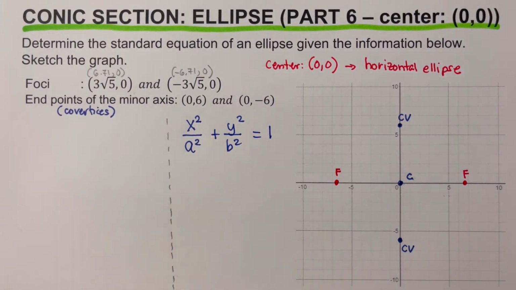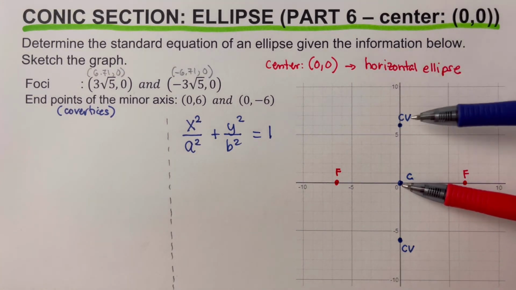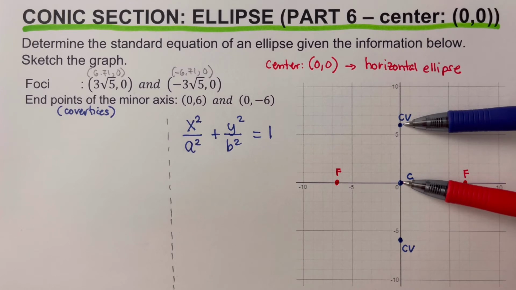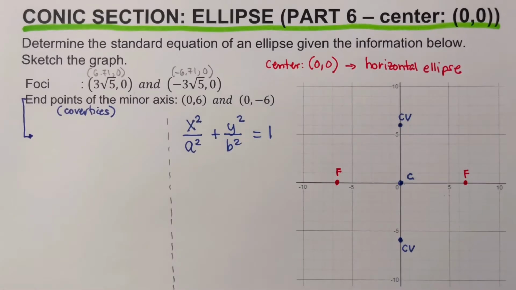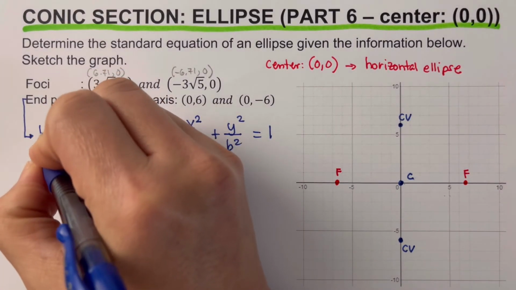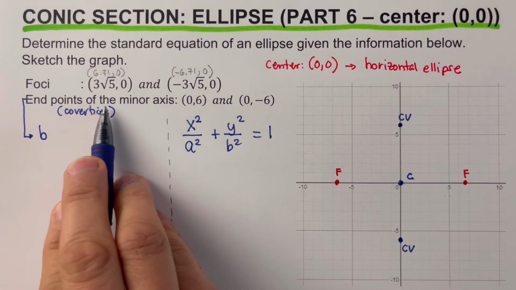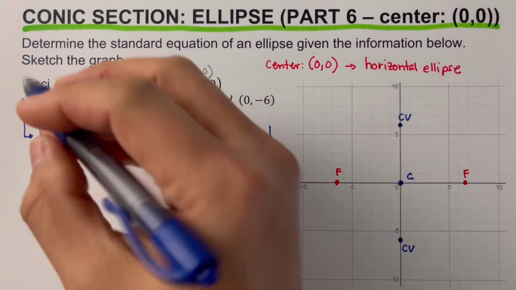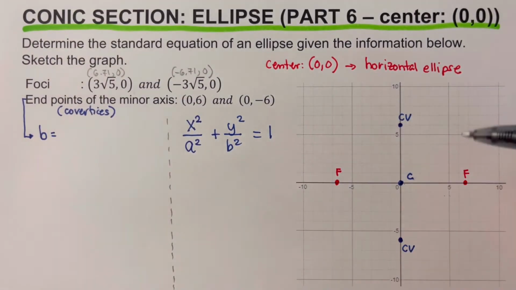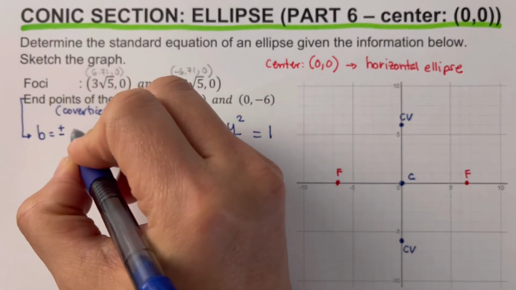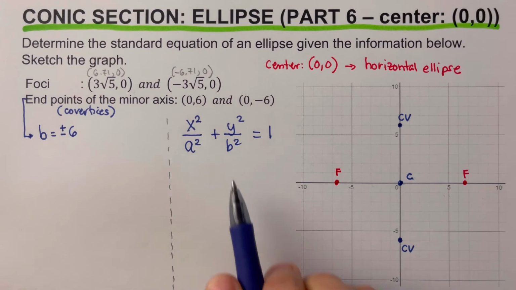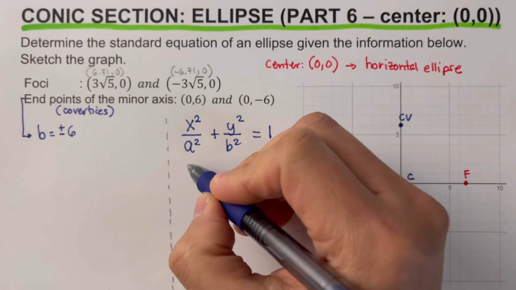Since we already have the coordinates of the co-vertex, we can say that the distance from the center to the co-vertex is represented as letter B. In this case, one of the endpoints of the minor axis will tell us the value for B, because the endpoints of the minor axis are the co-vertices. So we can say that our B is, if we count this, 6. So that's plus or minus 6. And so we can go ahead and plug that value for B up here. So the equation is going to come out.